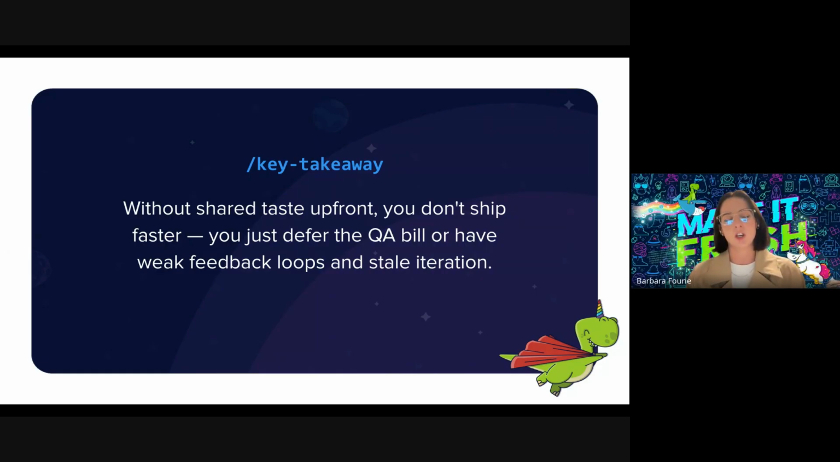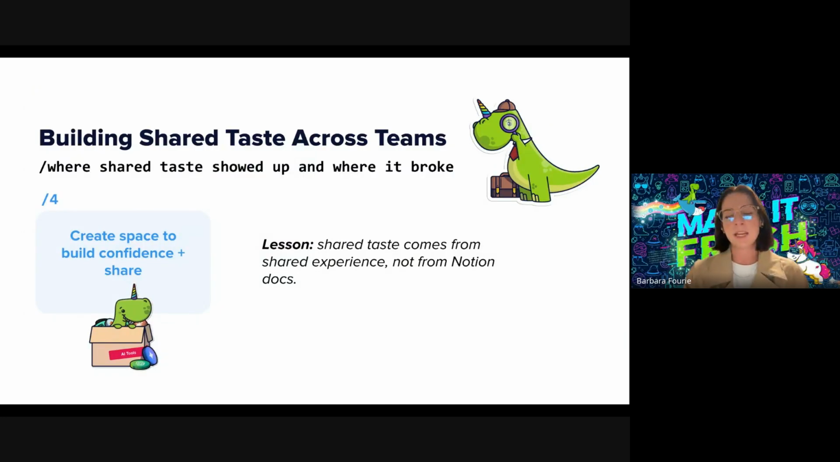Without them, you're not really shipping faster. You might be deferring the QA build, or you might have weak feedback loops and stale iteration, and not get to that point where you're actually solving the user problem.